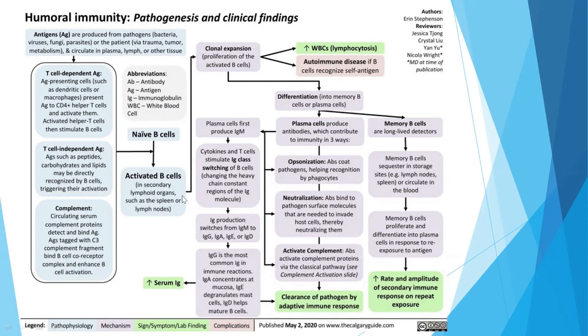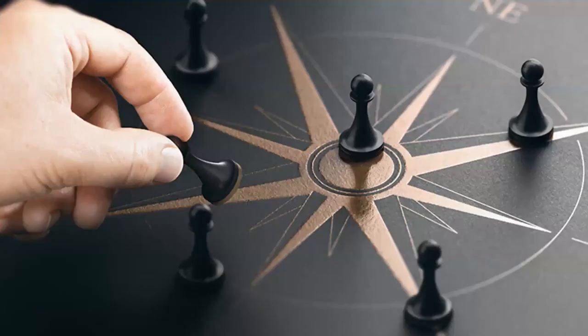Now these activated B cells undergo clonal expansion to either increase the WBC count or may go on to cause an autoimmune disease. If the B cell recognizes a self antigen as a foreign antigen, then the clonal expansion will lead to the differentiation of the B cells into either memory B cells or plasma cells, which can produce antibodies and so on.